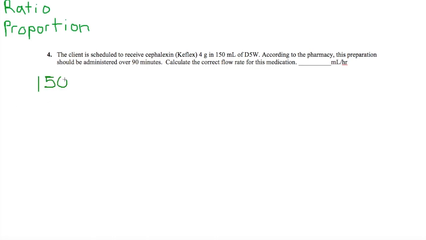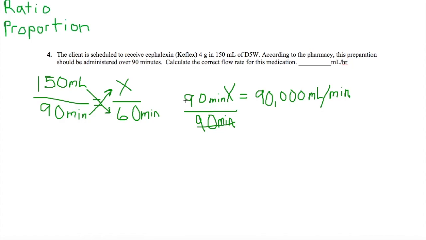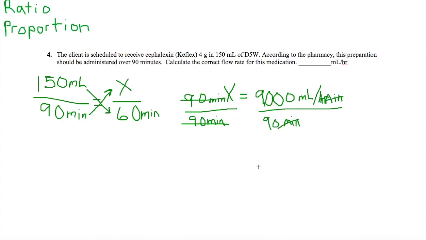So we know that we have 150 mils that goes over 90 minutes. But what we're looking for is how many mils are going to go over 60 minutes. We cross multiply and we end up with 90 minutes x equals 9,000 mils per minute. We divide both sides by 90 minutes and we end up with 100 mils per hour.